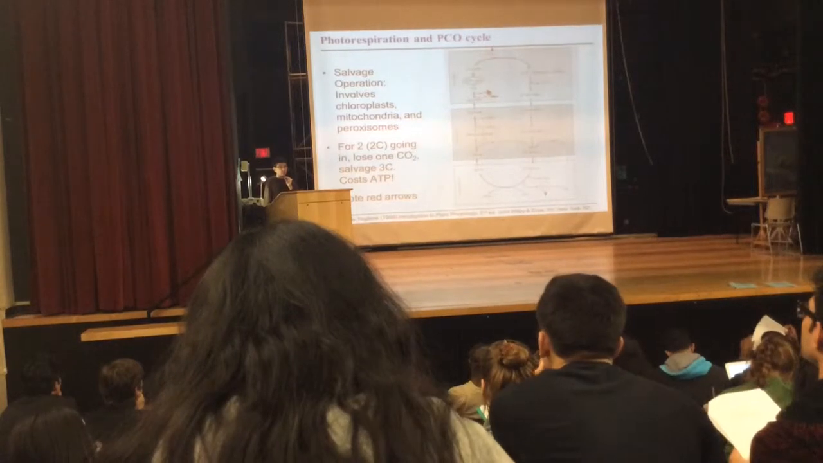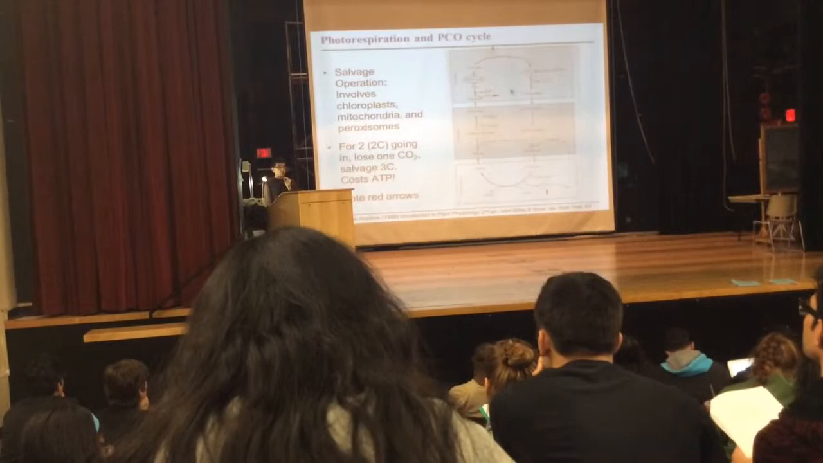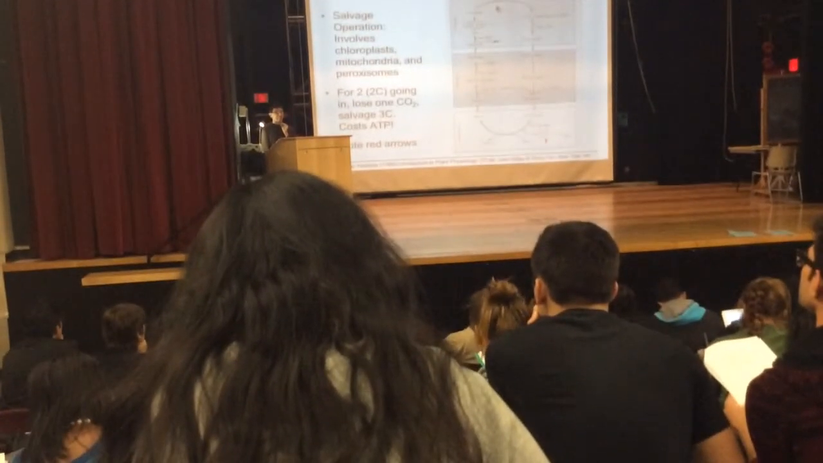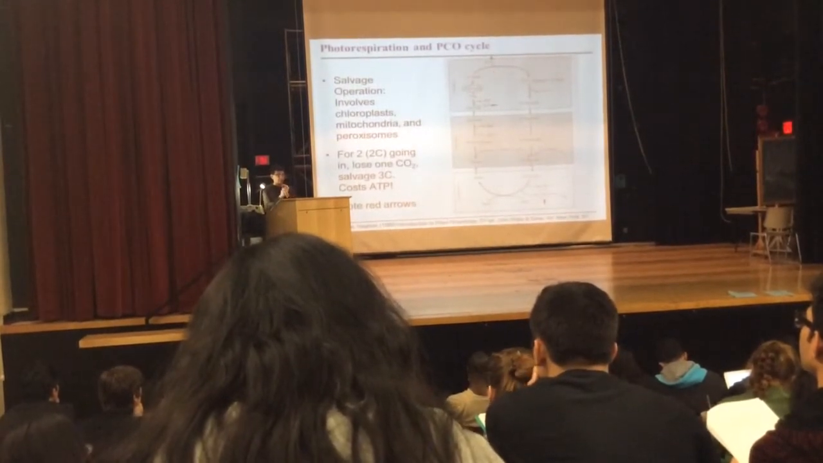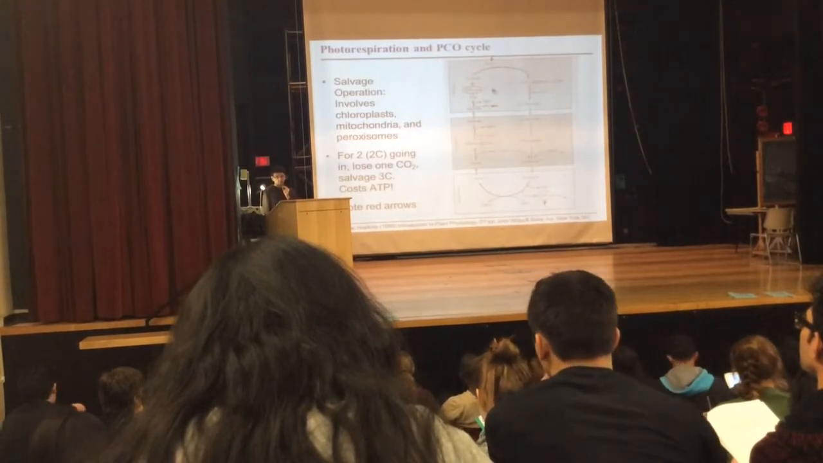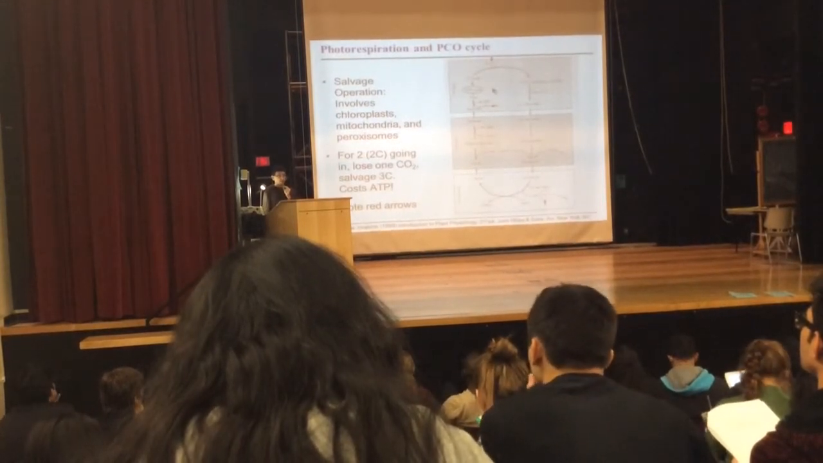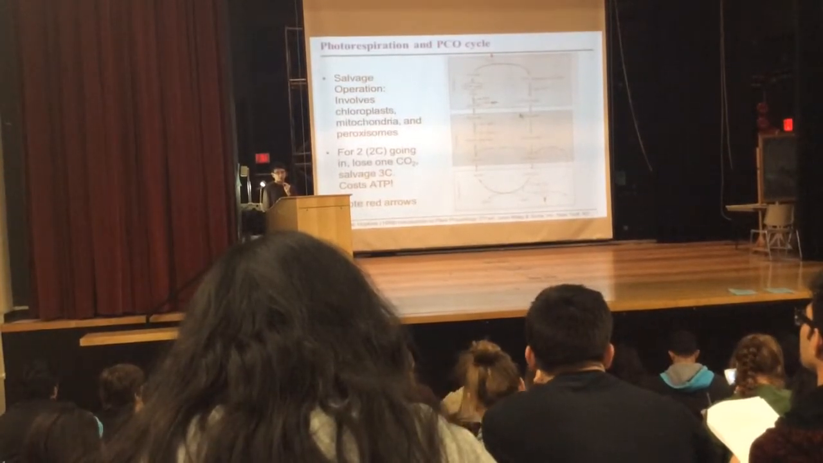You're using ATP from the light reactions to salvage what you would have lost through the oxygenation reaction. You're not gaining anything, you're just minimizing your loss. And that minimization of the loss requires ATP, which is another loss. So you lose an ATP, you lose a carbon, but you manage to salvage the rest of the carbon.